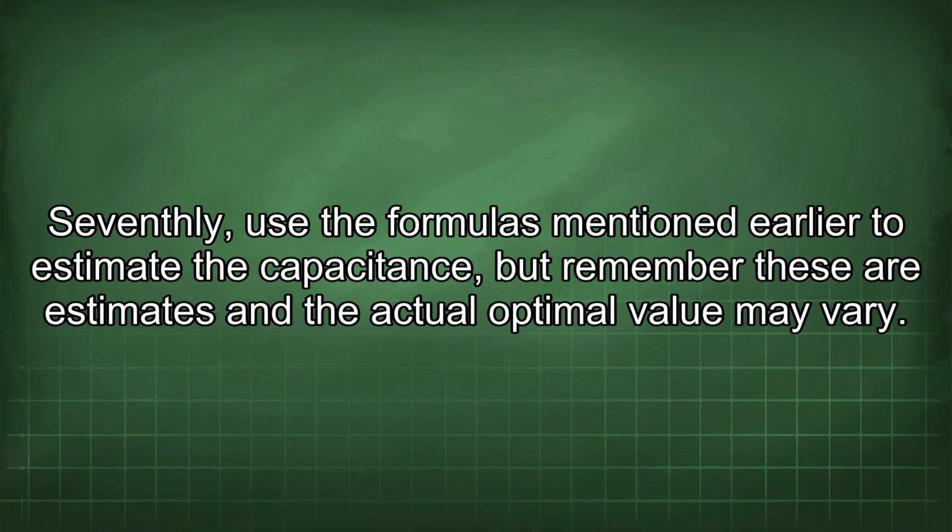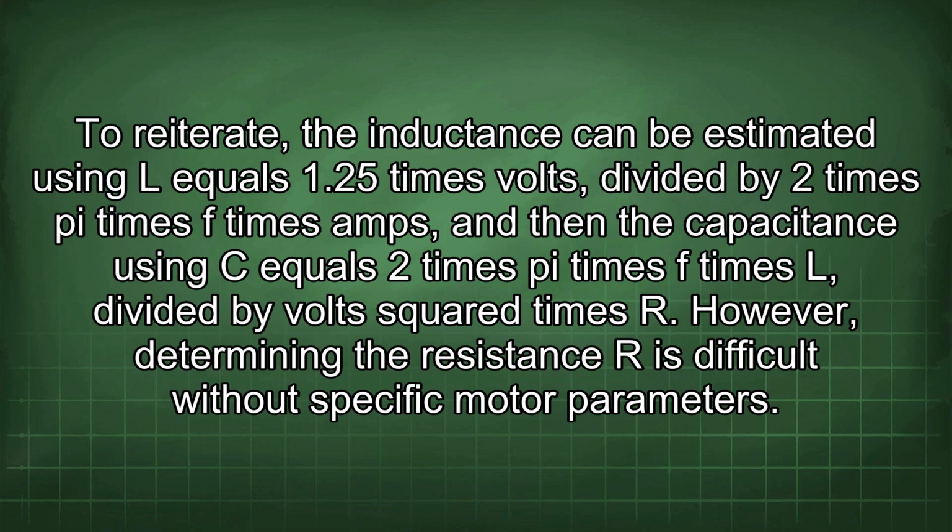Seventhly, use the formulas mentioned earlier to estimate the capacitance, but remember these are estimates and the actual optimal value may vary. To reiterate, the inductance can be estimated using L equals 1.25 times volts divided by 2 times pi times F times amps, and then the capacitance using C equals 2 times pi times F times L divided by volts squared times R. However, determining the resistance R is difficult without specific motor parameters.